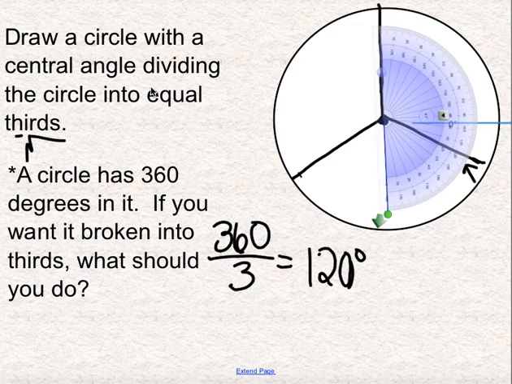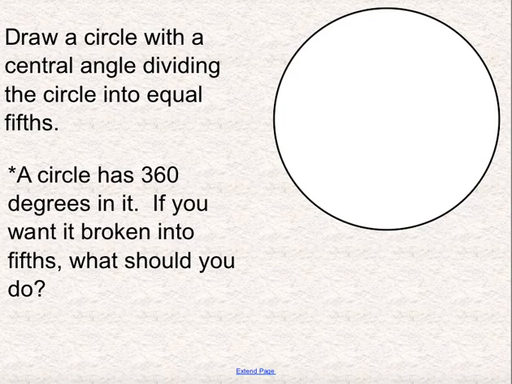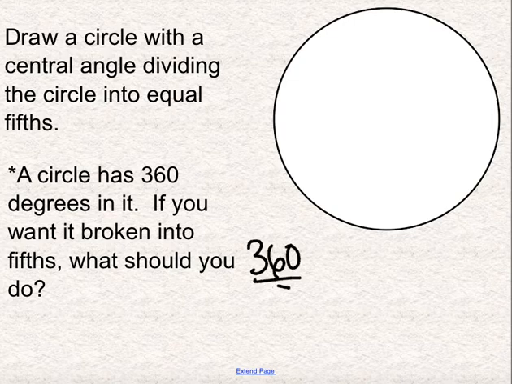Okay, now let's say instead of doing it into thirds, we want to do it into fifths. Well, if we take 360 and we want to divide it into fifths, that means that each one of those is 72 degrees. So once again, we put our center, we put our line, and we get our protractor. Let's see if I can do it a little better this time.